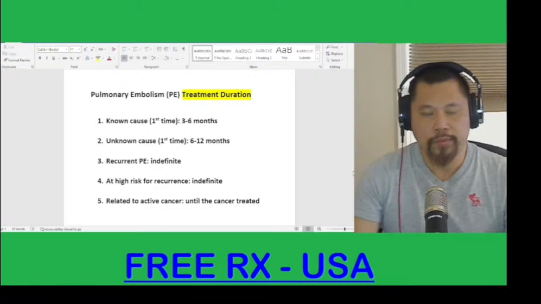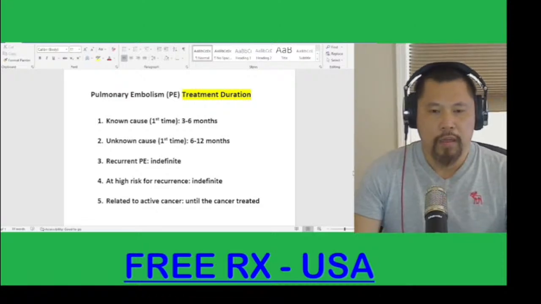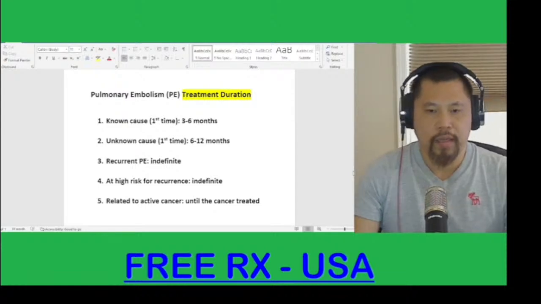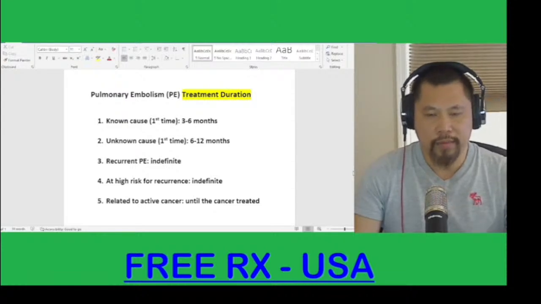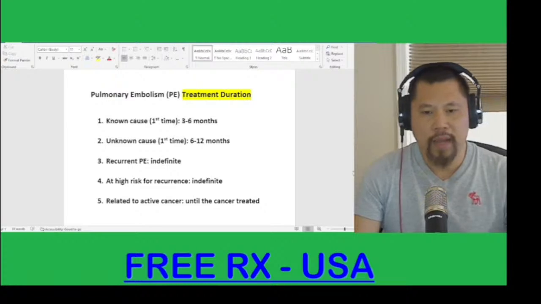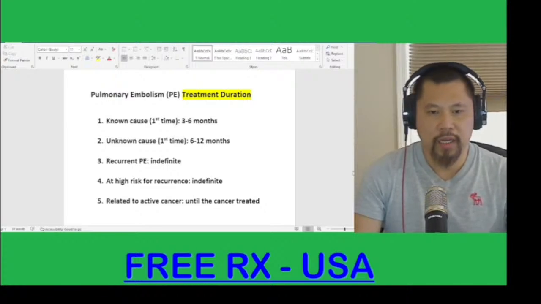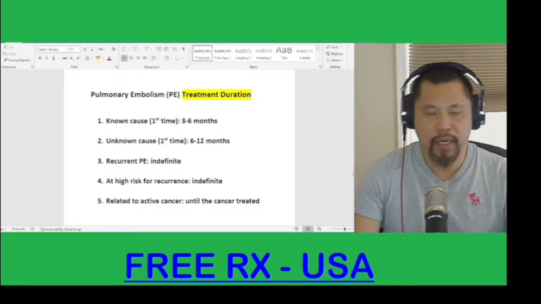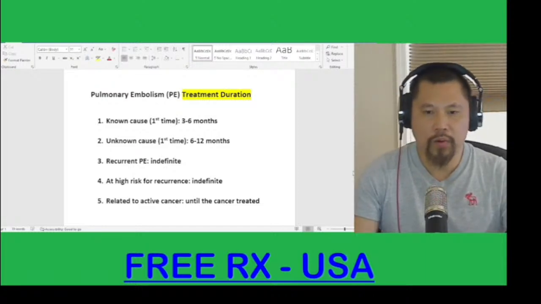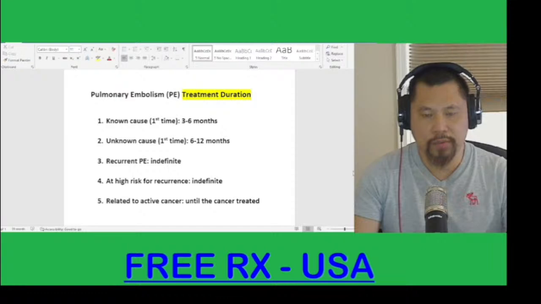Pulmonary embolism or PE. What is pulmonary embolism? It is a blood clot in your lung. So how long do you take the medication if you have a blood clot in your lung? If you know the cause of the blood clot, you may only need to take a blood thinner medication for about 3 to 6 months.